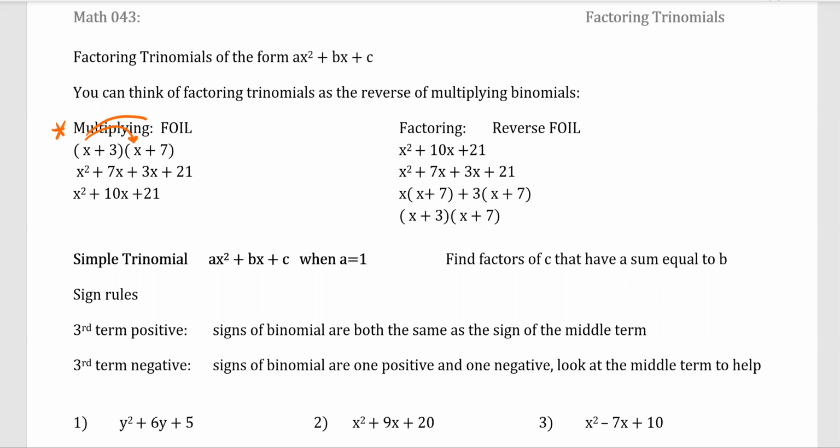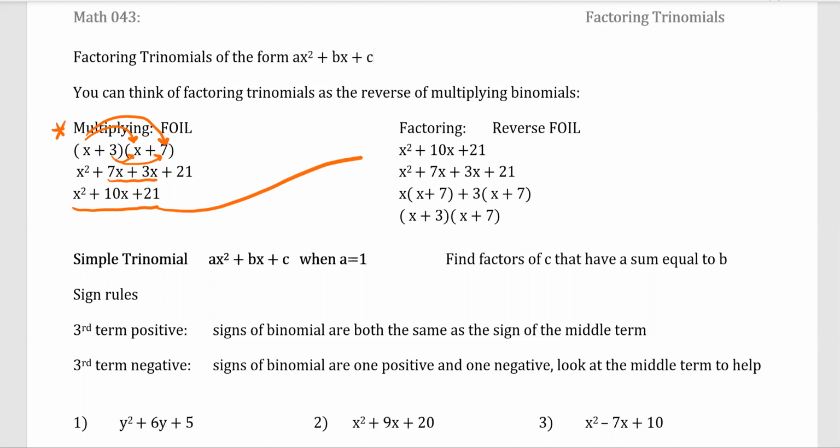If we multiply x times x, we get x squared, x times 7 is 7x, 3 times x is 3x, and 3 times 7 is 21. If we add like terms, the result is x squared plus 10x plus 21.